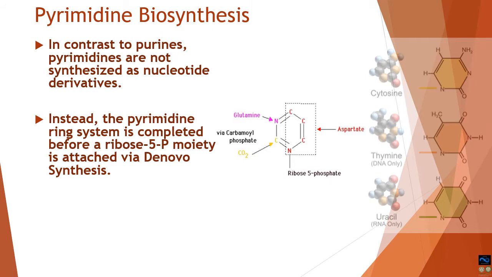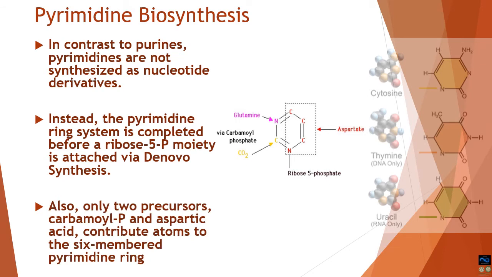Looking at the ring system of the pyrimidine, we see that aspartate donates most of the atoms. 4 out of 6 are donated by aspartate, while the other 2 come from the glutamine and carbon dioxide. They come together as carbamyl phosphate. So only 2 precursors are there, carbamyl phosphate and aspartic acid, which contribute to this 6-membered ring.